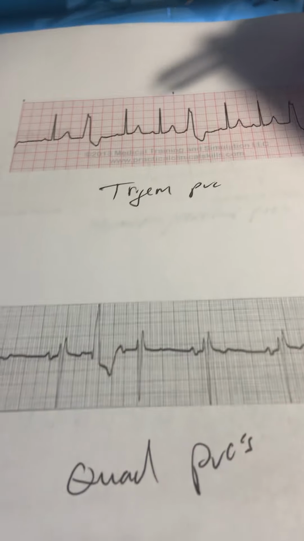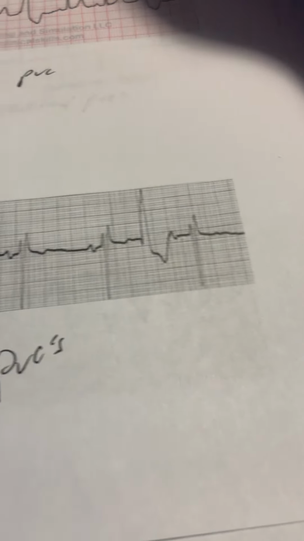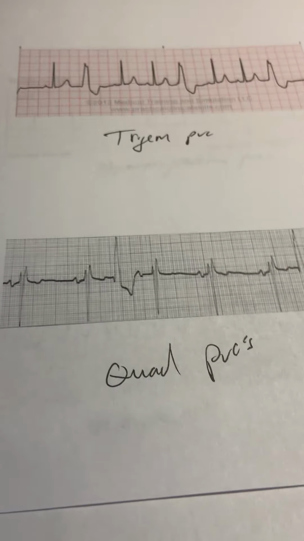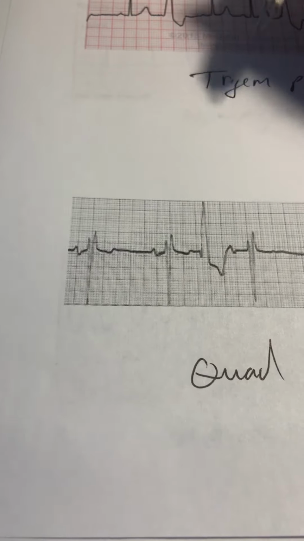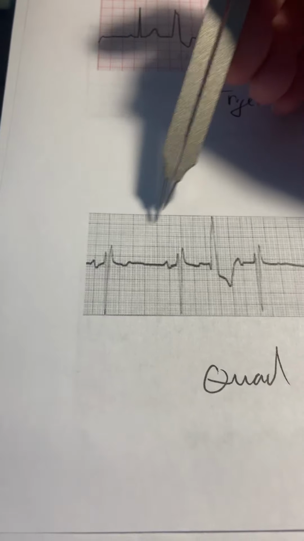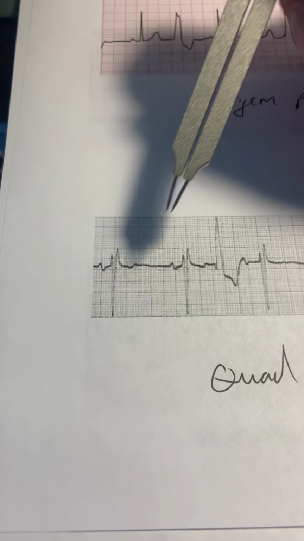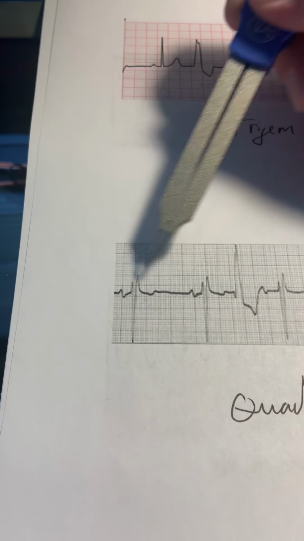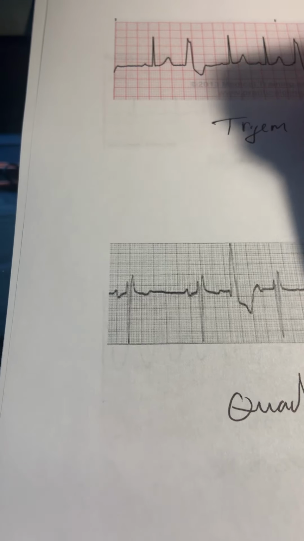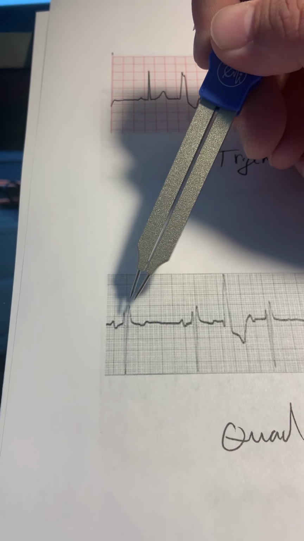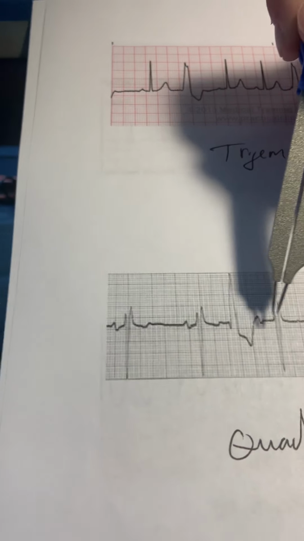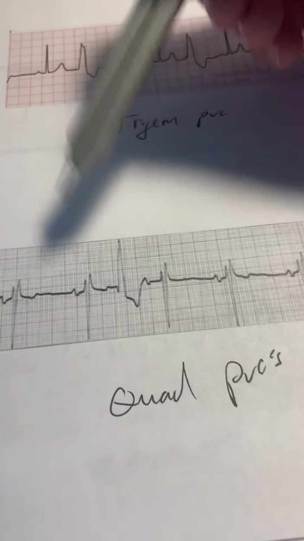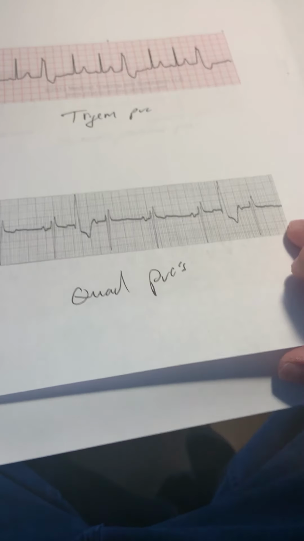That's it on that. This one's a little hard to follow too, because it's not the whole strip, and I'm sorry I can't get the long strips in there. But this is every 4th beat is a PVC. So this is gonna be beat 3, beat 4 PVC, beat 2, 3 PVC, 1, 2, 3 PVC. So every 4th, quadrigeminy PVCs.